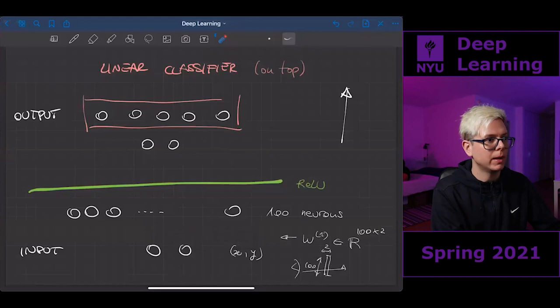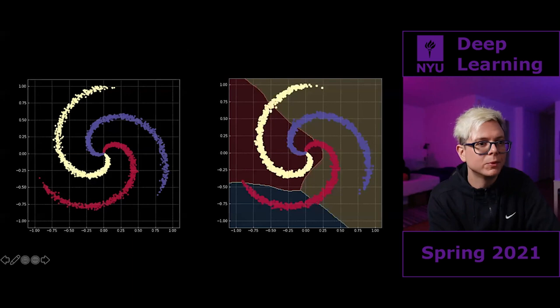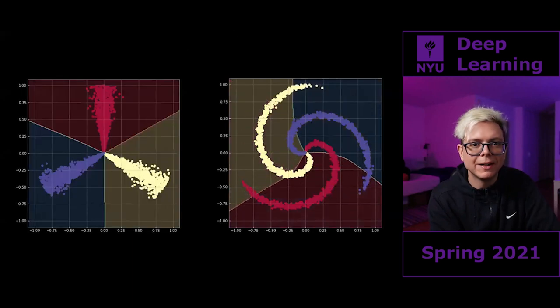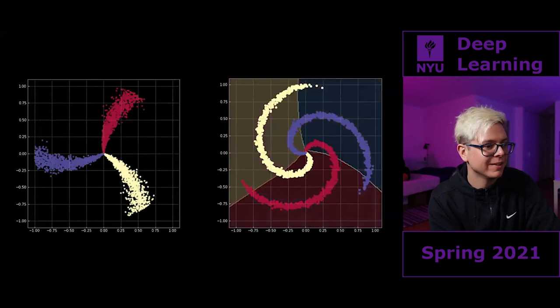Let me move this bar away again. So we're going to go back to the slides and figure out how we train these networks. Every time I present something, these bars appear in front of my face. There we go. Okay, bar away.